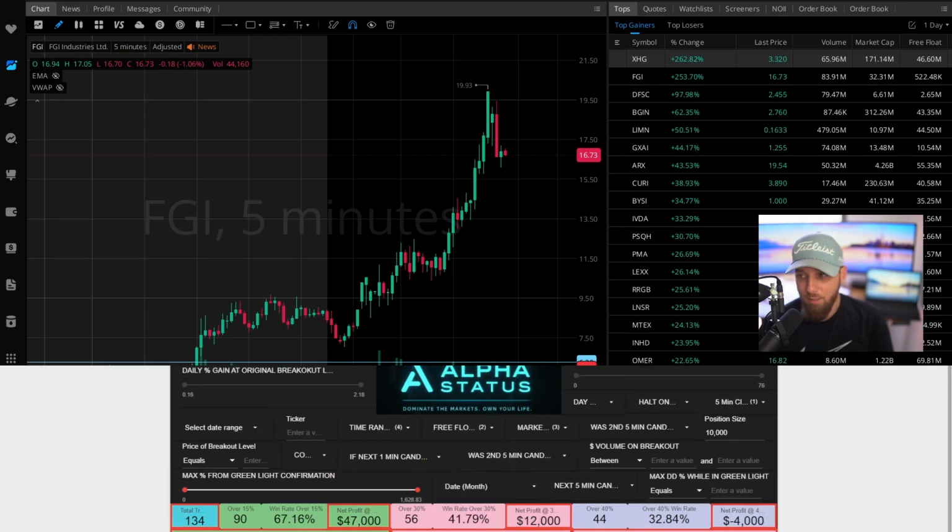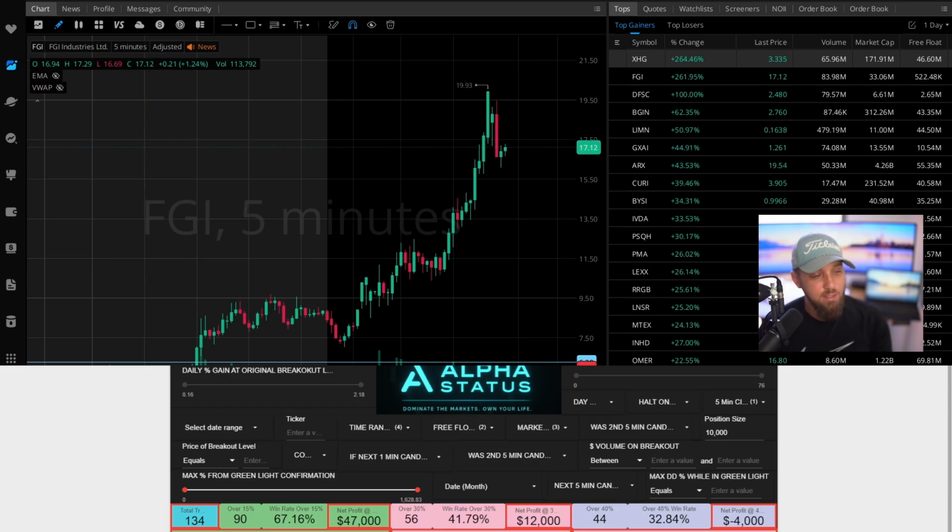Now, let me give you a real example here. This is one of my favorite setups here. Total trades that I've tracked is 134. 90 have run for over 15%, 67% win rate for 15% right here. And then you can see the win rate for 30%, the win rate for 40%. And down here, I can type in a customized number as well.